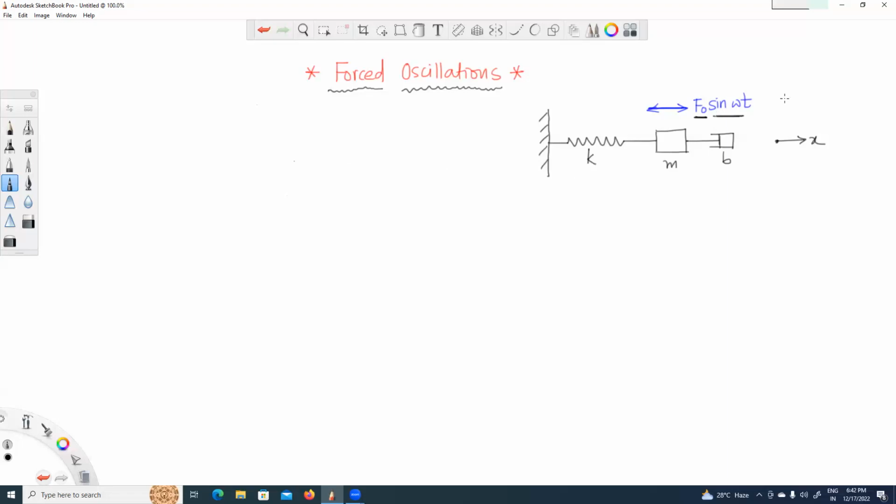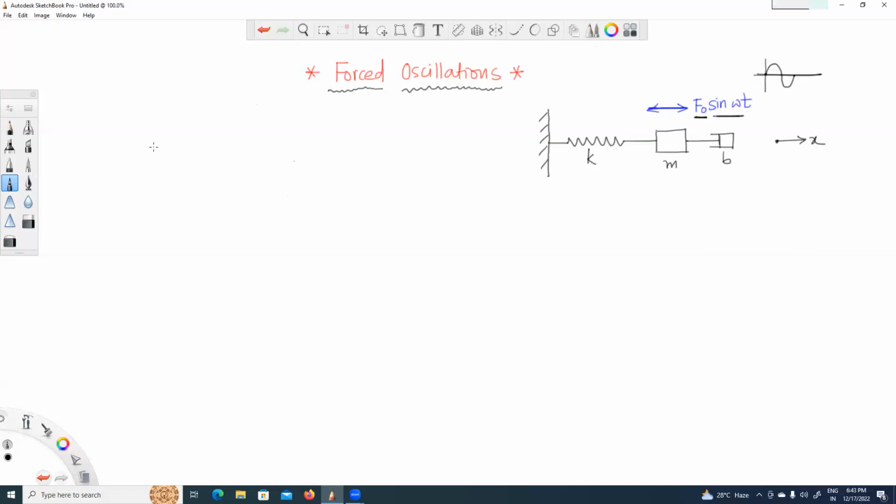If you look at the force properly, at time t equal to 0, its magnitude is 0. It will grow till F naught, again come back to 0, reverse in direction, go back to F naught, again come to 0, and so on and so forth. So this external force, which is being applied on this mass M externally, is periodic in nature. What difference does it make to these oscillations?